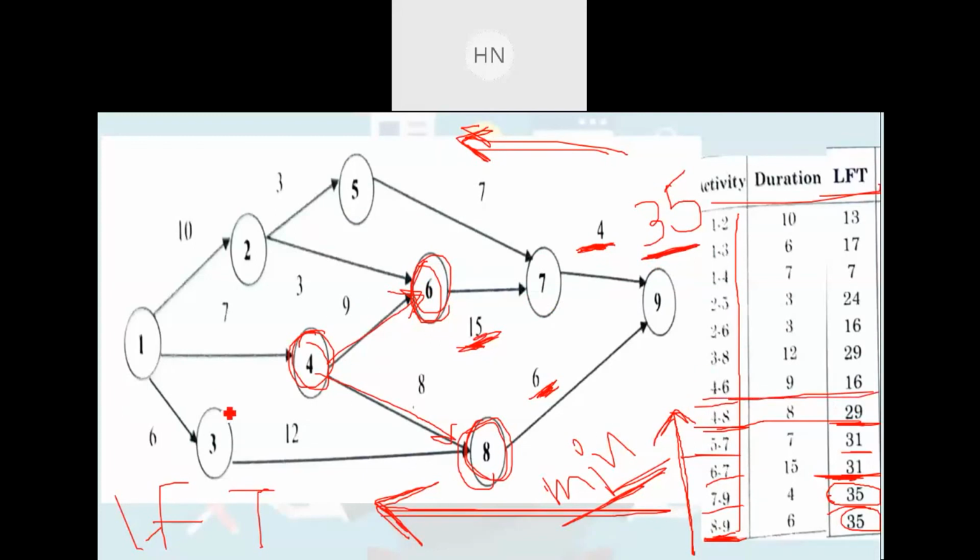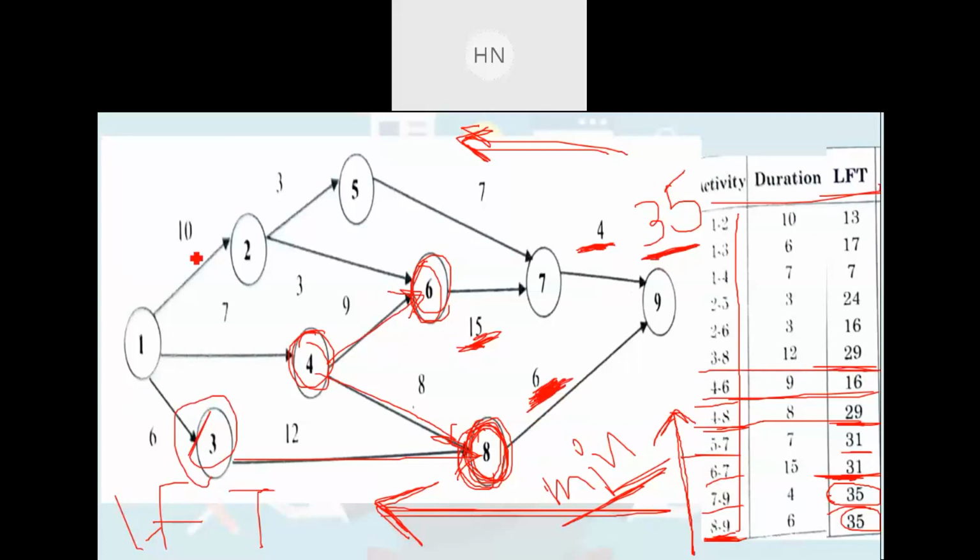Then for 3 to 8, where is 3 to 8? This is 3 to 8. To reach up to this 3 to 8, we are required to reach up to this 8th event. So we will be deducting this duration of 6 days from 35. We will be having the answer as 29.